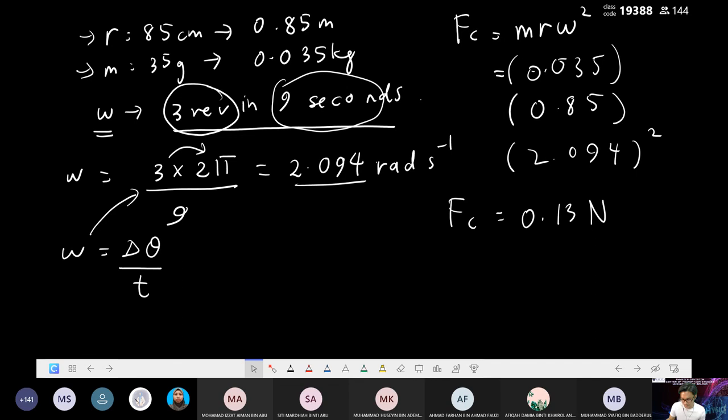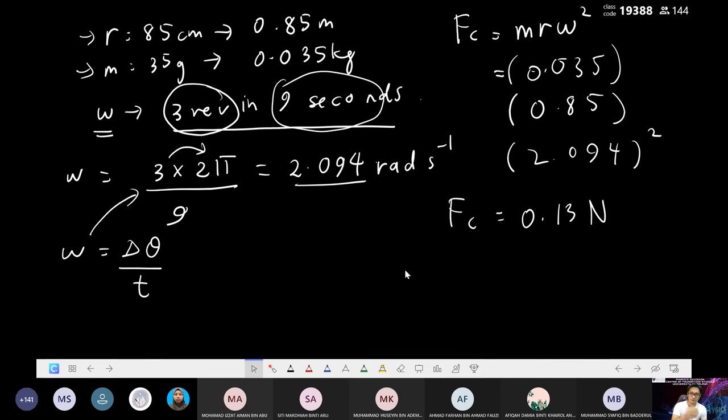Okay, I think that's all for my lecture for today, which is centripetal force, and we will see a lot of examples that use centripetal force for tomorrow until our end of lecture in lecture 8. Jadi saya harap you guys faham lah, centripetal force tu is always directly pointing to the center of the circle.